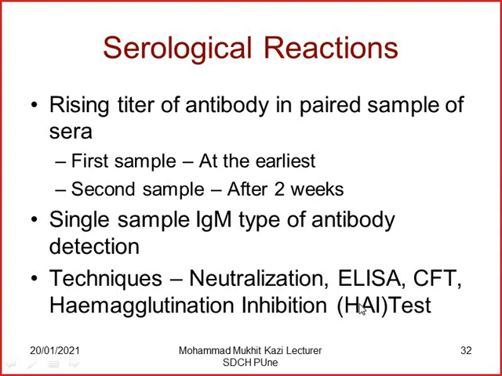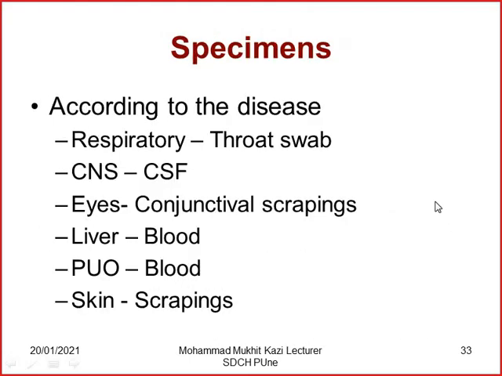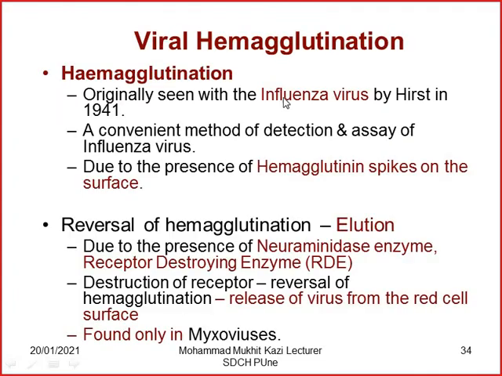And the techniques: ELISA, HAI, hemagglutination inhibition test, neutralization test, complement fixation test, all these. What are the specimens? We collect specimens based upon the disease. If it is respiratory, collect the throat swab. Now you know that for COVID-19, we are collecting the throat swab. For the central nervous system, we collect the CSF. Likewise, we collect the specimen based on the disease.